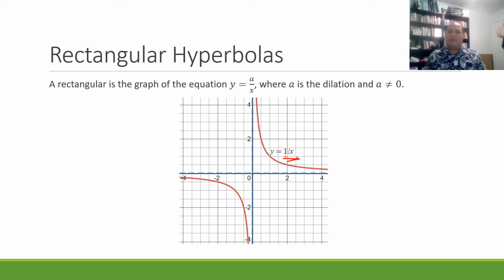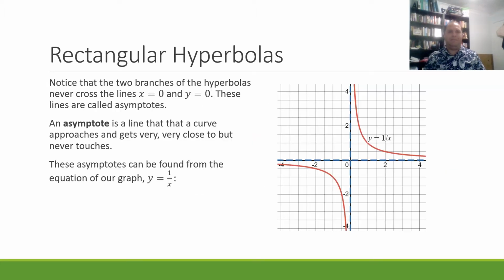The main reason a can't equal 0 is that if we have y equals 0 over x, that's just the same as saying y equals 0, which is just our flat line across here. So that's why a can't equal 0. We'll just get a horizontal line if a equals 0. So a can be any number apart from 0.